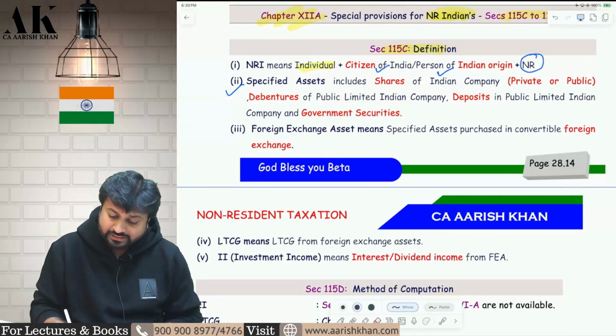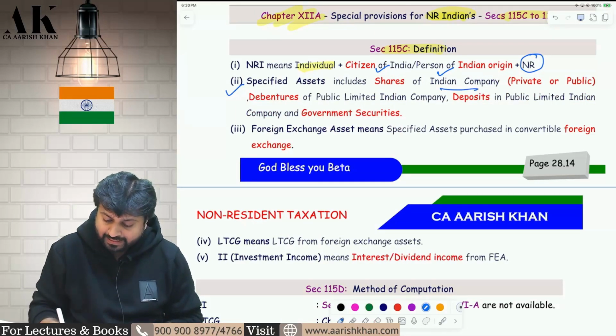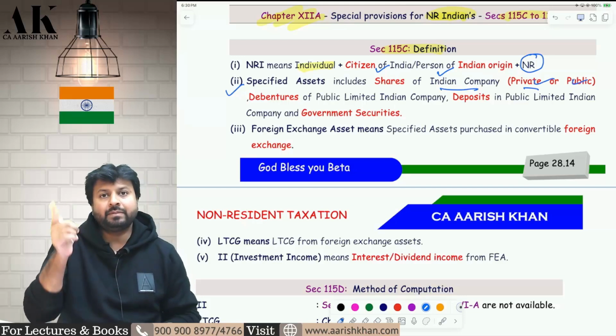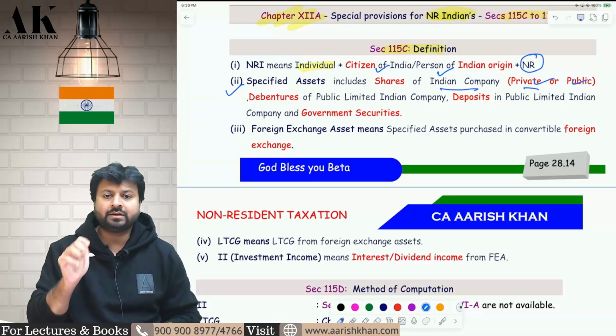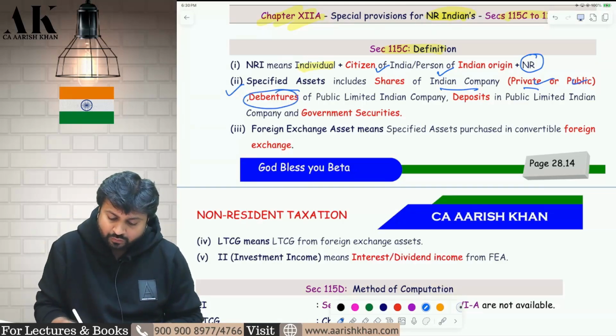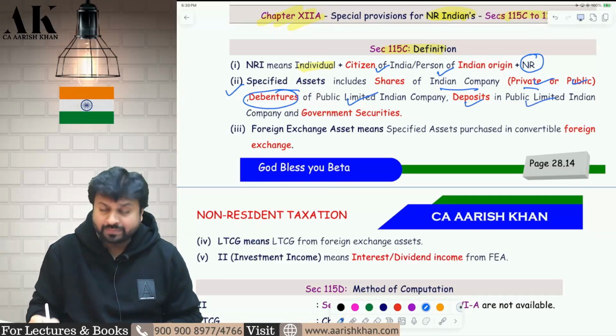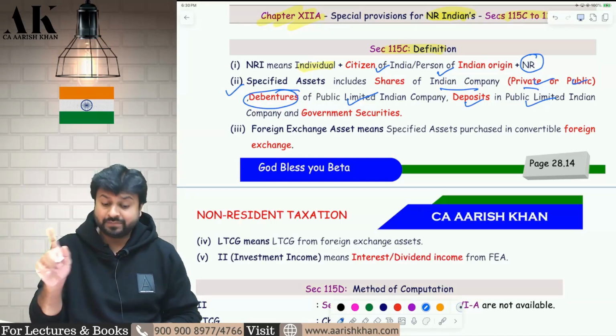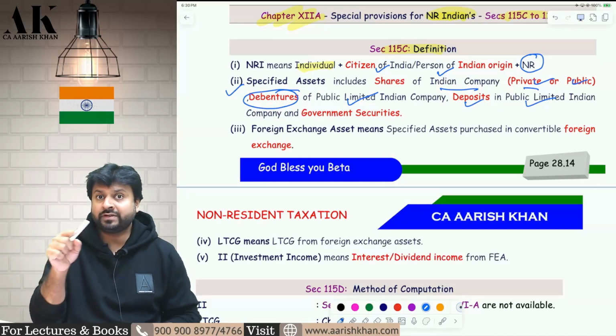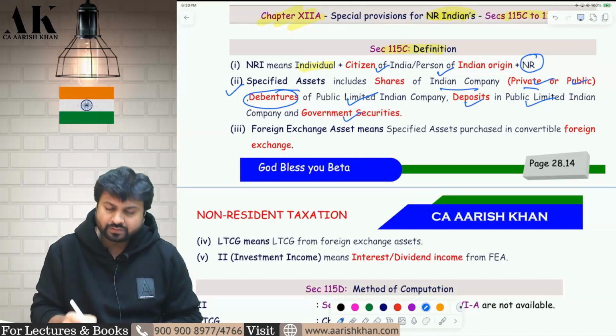First is shares of an Indian company. Both public and private company shares are covered. But debentures of only a public limited company are covered; debentures of a private limited company are not covered. Deposits of only a public limited company are covered; deposits of a private limited company are not covered. The institute plays with all these words in the exam. Be very careful. And then government security.